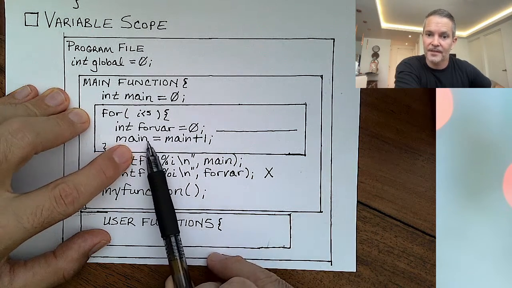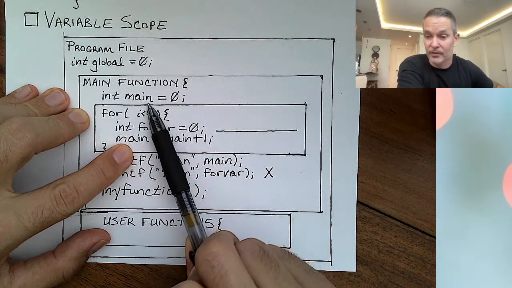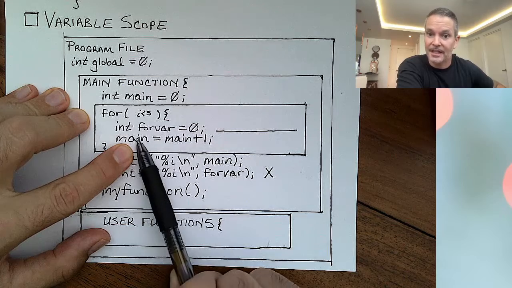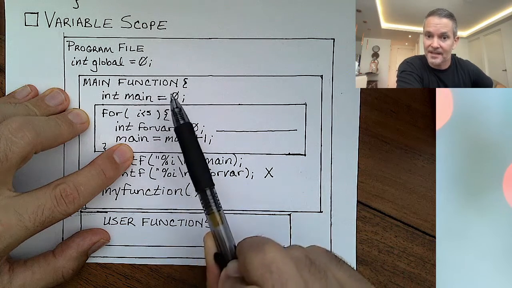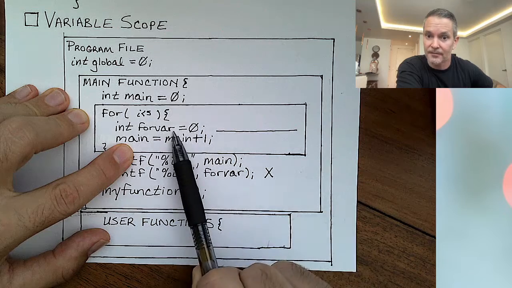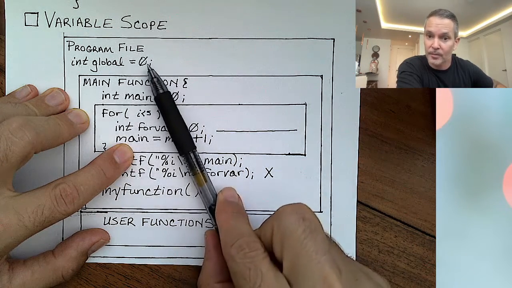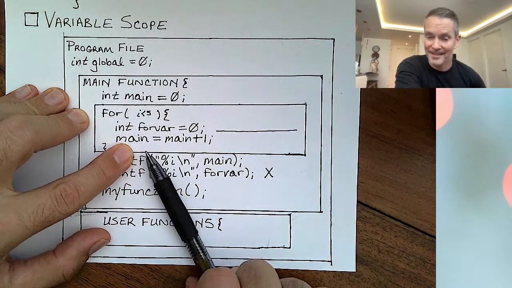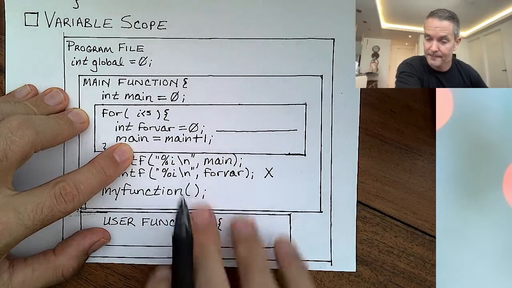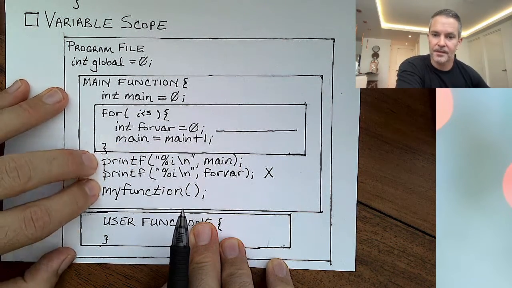Now, but look at this. The for loop can see the main variable that was defined in the main function. It can say main equals main plus 1. It can access this main variable inside the for loop. It could also access this global variable. If we wanted to mention the global variable here and increment it inside the loop, we could certainly do that. Now we close the for loop, and I want to show you these two statements.